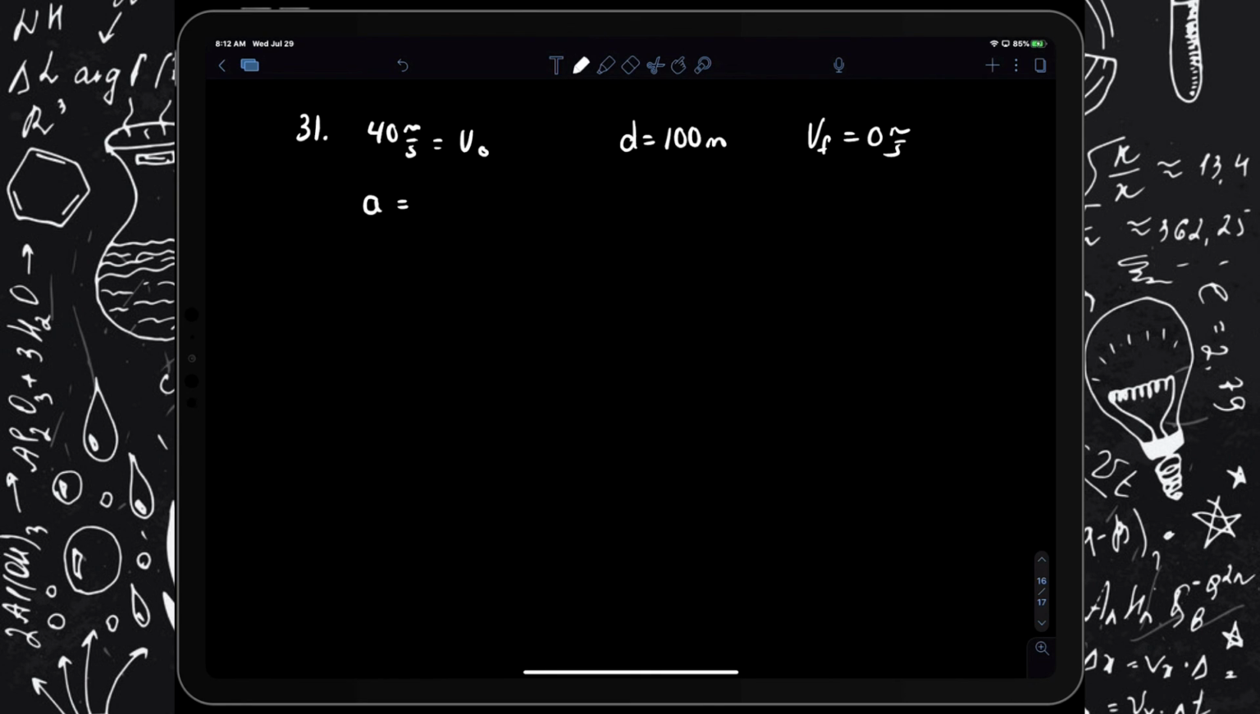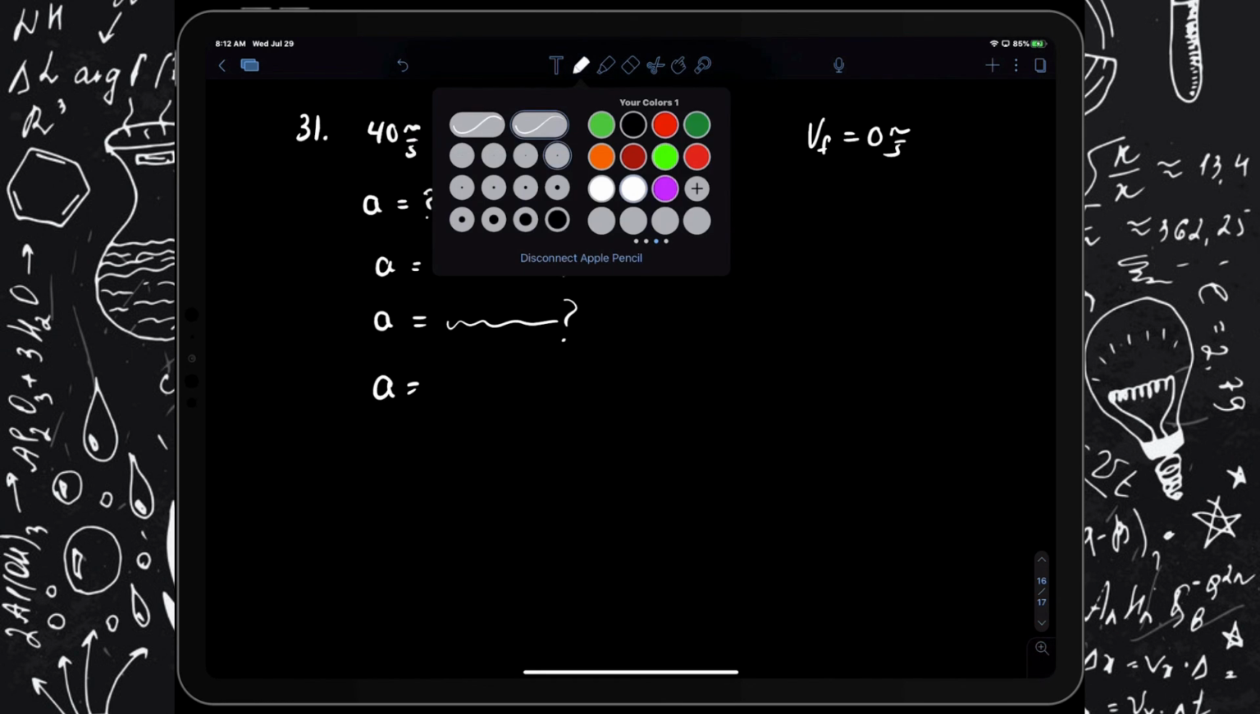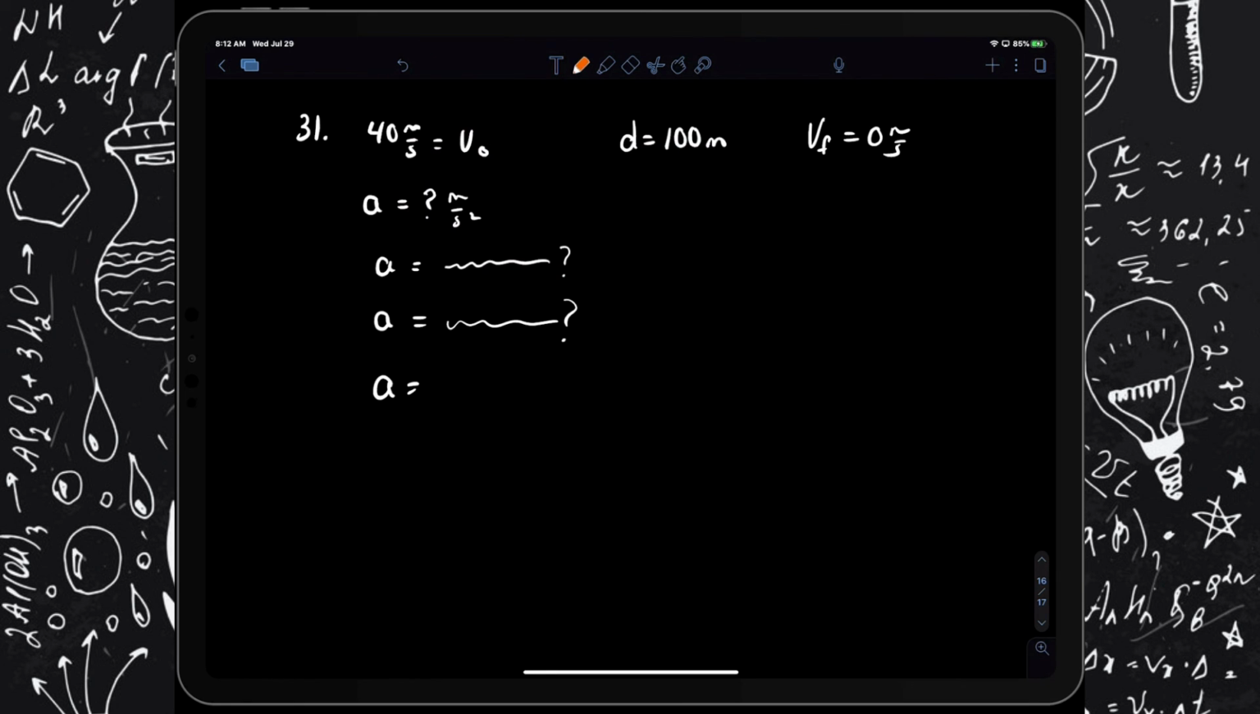So our acceleration is unknown, and at this point I'm not going to help you out with this one. I want you to look through your formulas and figure out what equation to use, substitute in your variables, and if you did this correctly, for number 31, you should end up with a negative 8 meters per second squared. It's going to be slowing down to a stop, okay?